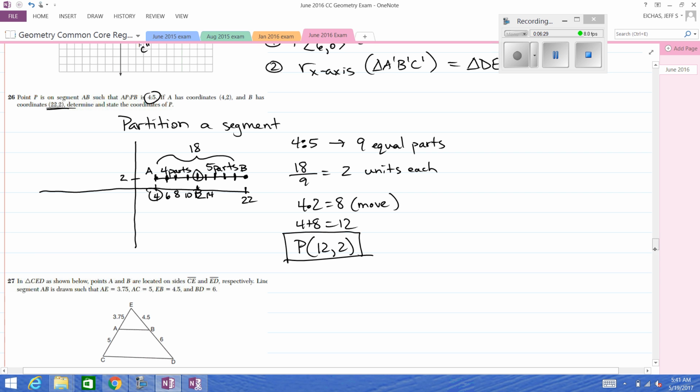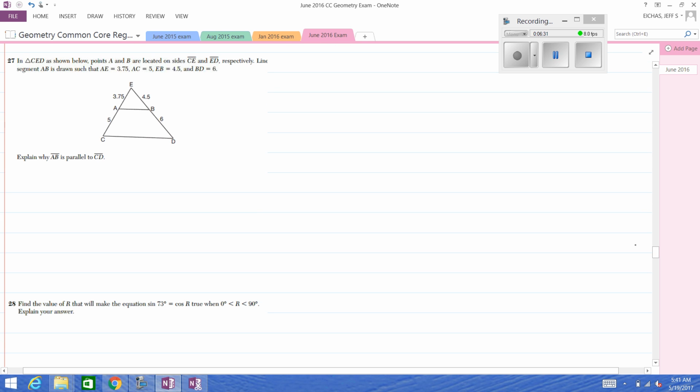Okay. All right. For this one, we don't know that AB is parallel to CD. One of the theorems we teach is the side splitter theorem. I don't know that that's actually something that is used statewide, so I'm not going to use that.